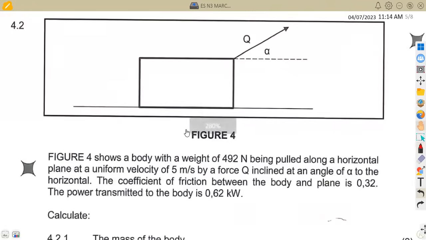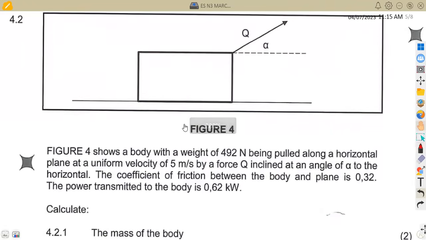All right, on 4.2, we were given Fig 4 shows a body with a weight of 492 Newton being pulled along a horizontal plane at a uniform velocity of 5 meters per second by a force Q. So there's a force Q here that is moving this side, inclined at an angle of alpha to the horizontal. The coefficient of friction between the body and the plane is 0.32. The power transmitted to the body is 0.62 kilowatts.